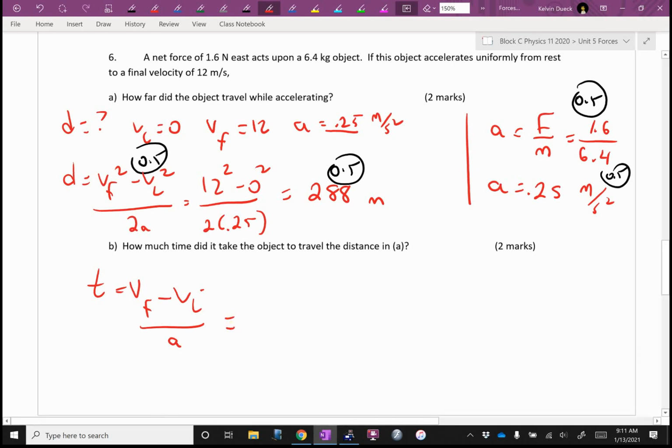So it's going to be VF 12 minus 0 over 0.25, 48 seconds, yes? Really, that should have been worth 1 mark. I think I was copying and pasting and just pasted the 2 marks down. So for 2 marks, I guess it'll be 1 mark for the equation, half mark for the numbers, and a half mark for the answer. But it was a 1 step.